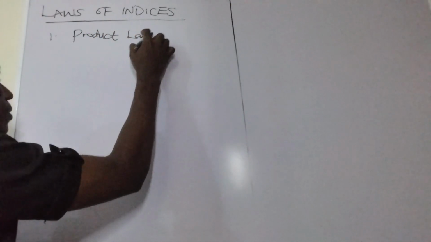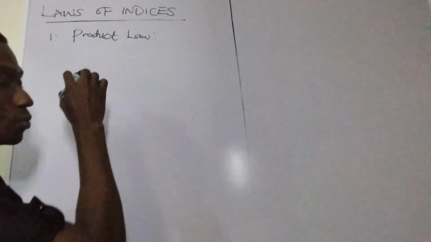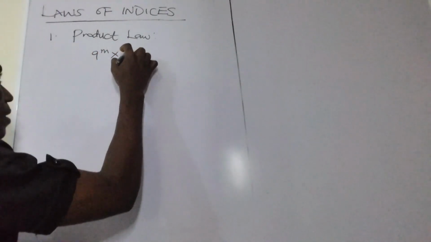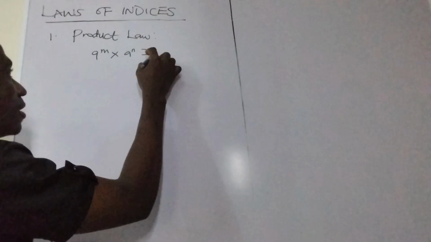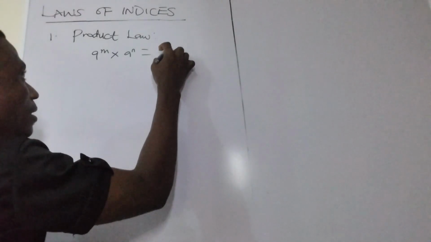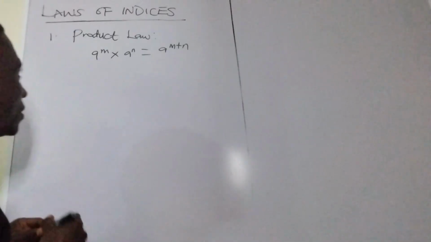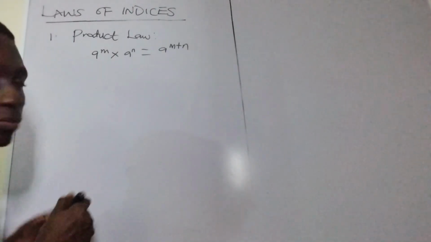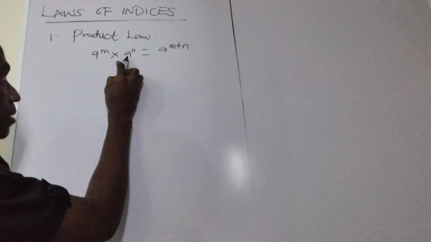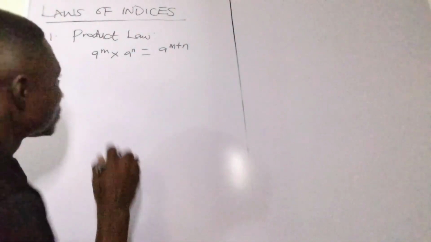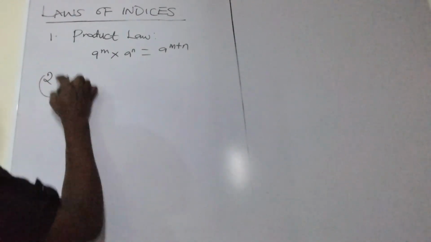Product law. This law states that should we have a to the power of m times a raised to the power of n, that it can be expressed as a to the power of m plus n. In other words, if the bases are the same, then we can easily add up the powers. So let's consider law 2.